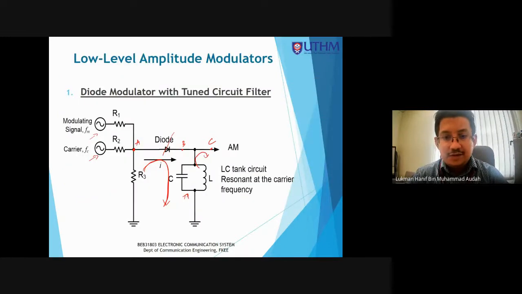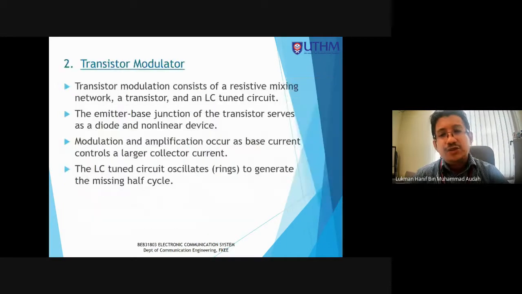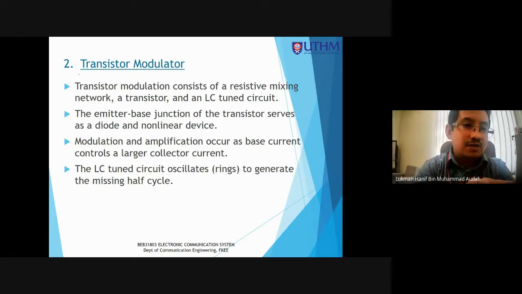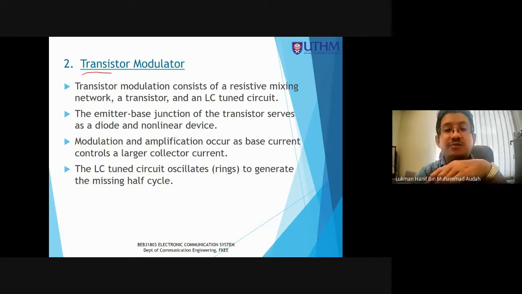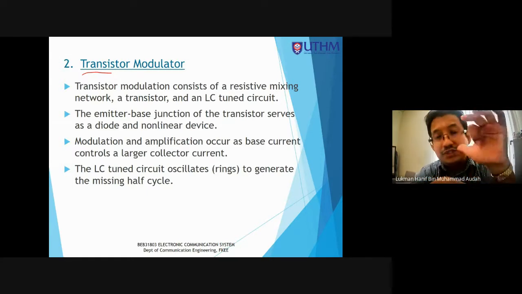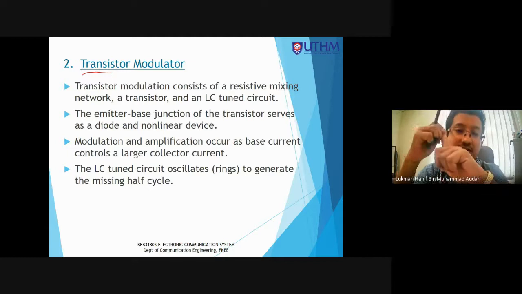Now we look at the next type of modulator circuit, which is the transistor modulator. For the transistor modulator, instead of using a diode, we can actually use a transistor. What is the function of a transistor? If you still remember, a transistor is also a diode actually, with one additional function. It functions like a diode and has an additional function.